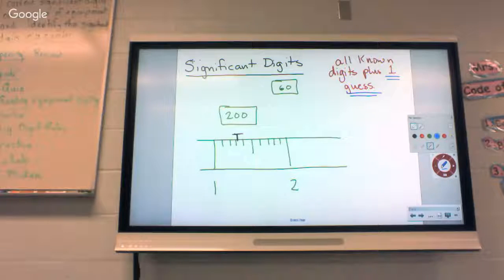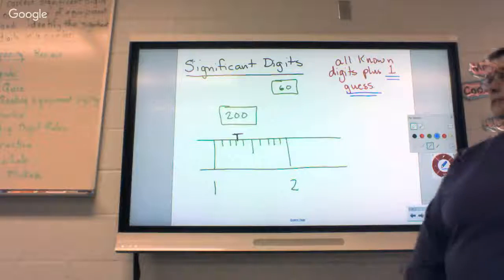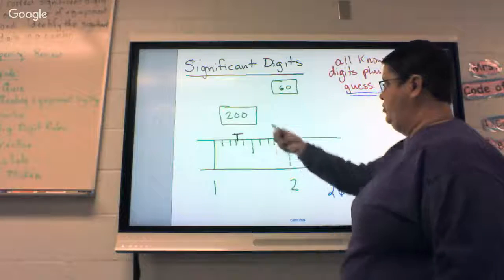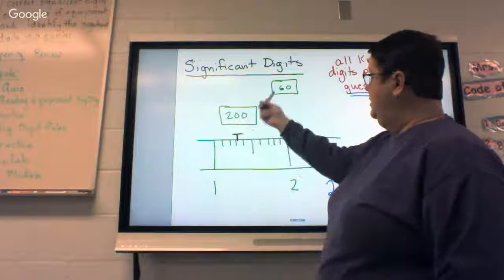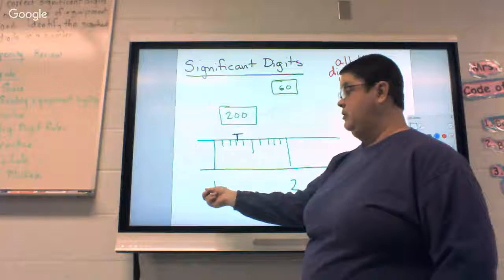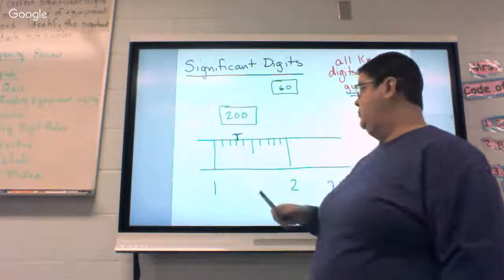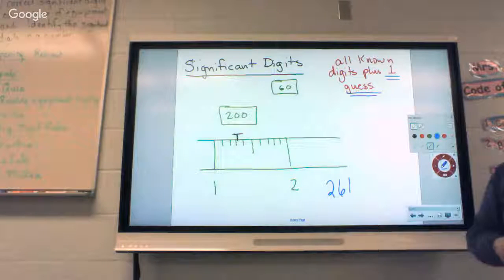So this is the triple beam balance. How do we read the equipment to the correct significant digits? Well, for those of you who've read this before, first of all, what do you do with the 3 beams? What do you do with those numbers? Add them up. So when we add them up, what do we have? 200 plus 60 plus 1, 261. Everybody with me so far?